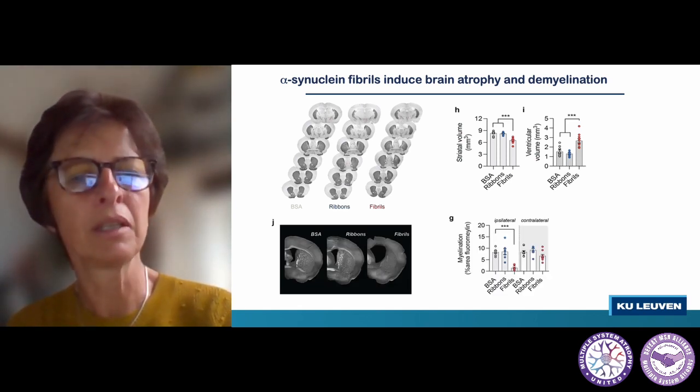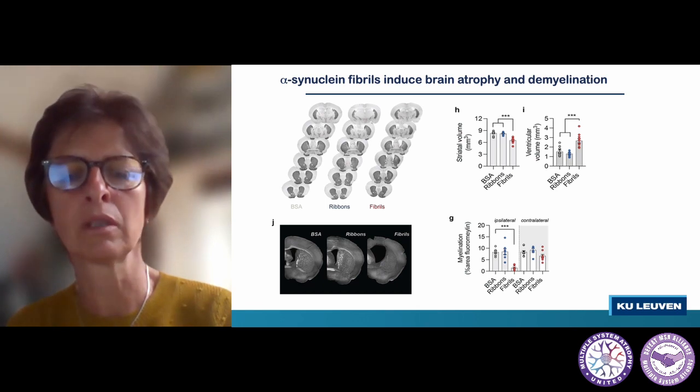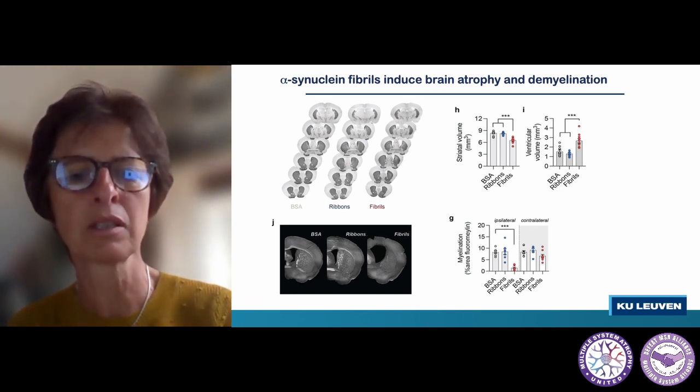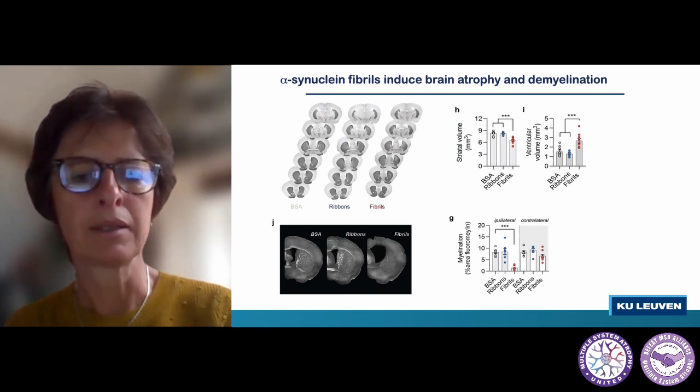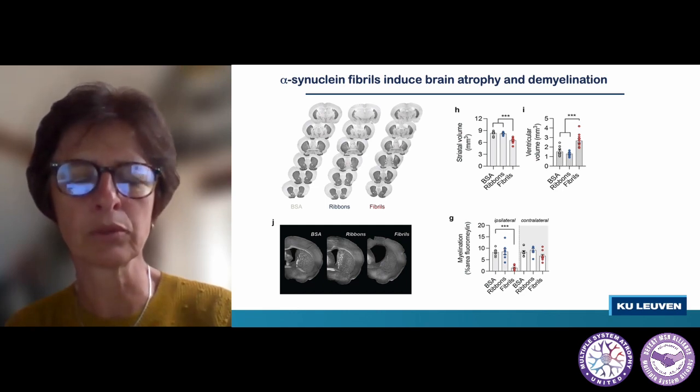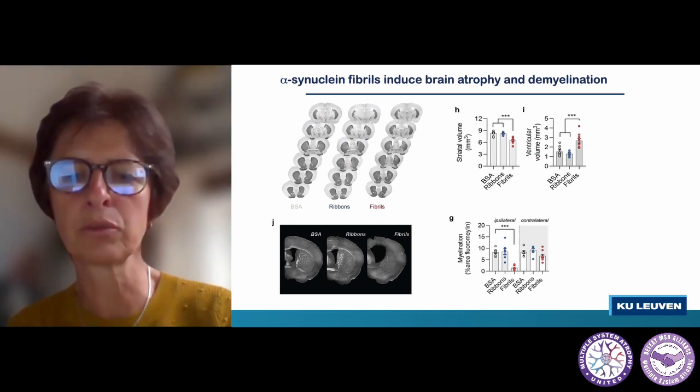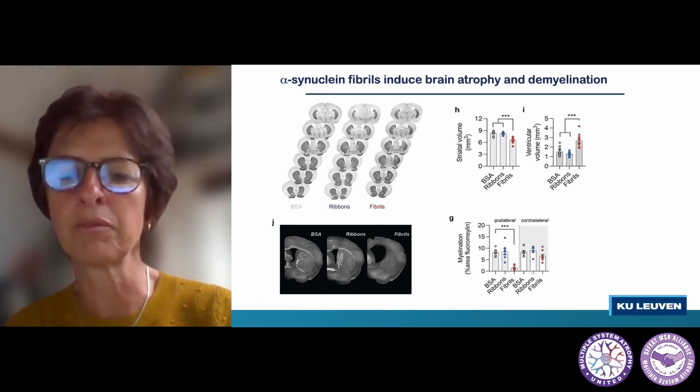Then we wanted to look a bit more specifically. So we did a staining for myelin to see if there was some demyelination, with a dye that is called fluoromyelin. As you can see here, in the fibrillar condition, you see a clear demyelination in the corpus callosum, but also in the striosomes, which is not present in the other two conditions. So this is the quantification here. We see a quite severe demyelination in the fibrillar condition.